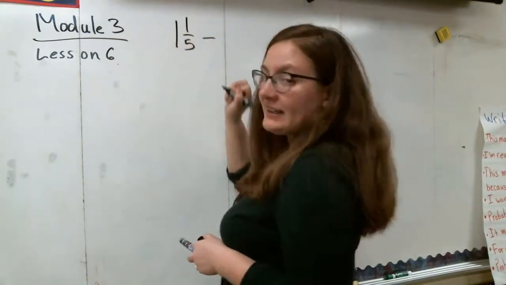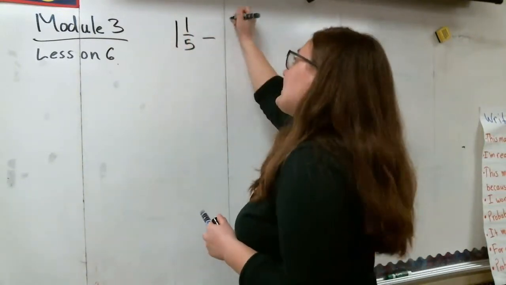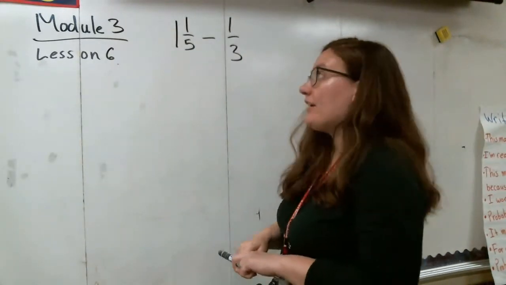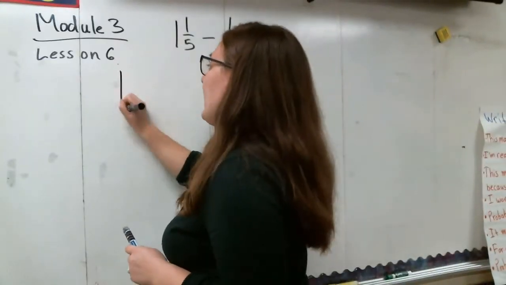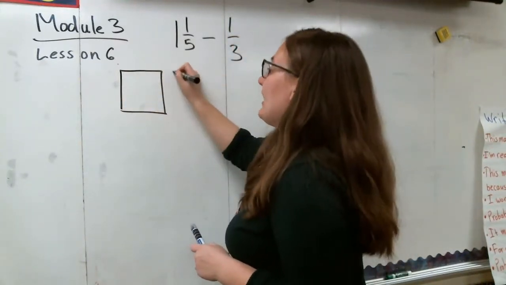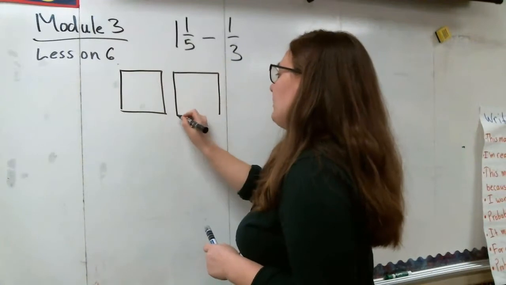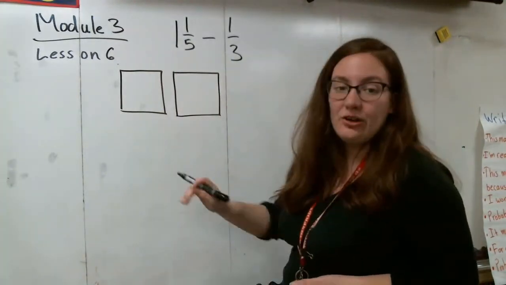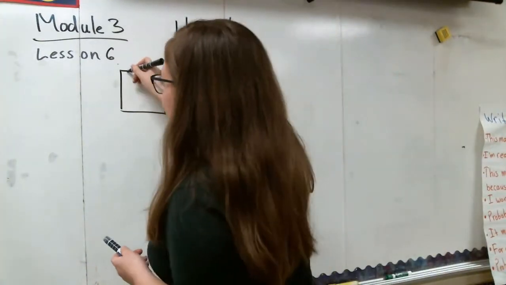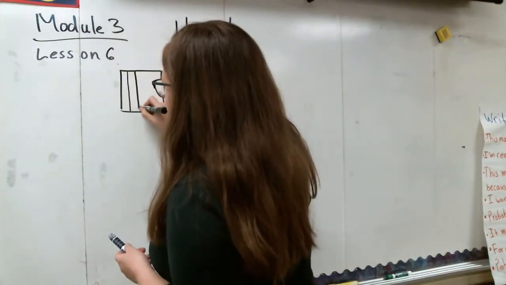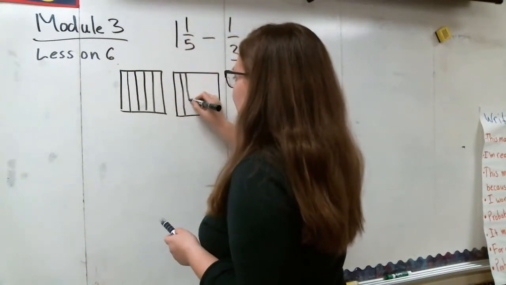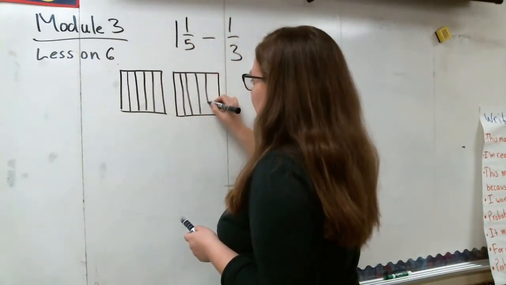Again, we have a mixed number, and we're subtracting 1/3. So I need to draw the model to show 1 1/5. So I have one whole that looks just like that, and then I have another model to show my fifth. Now remember, I don't want to leave this model just the way it is. I want to cut it into fifths as well. So 3, 4, and then I'll cut this one into fifths, just like that.